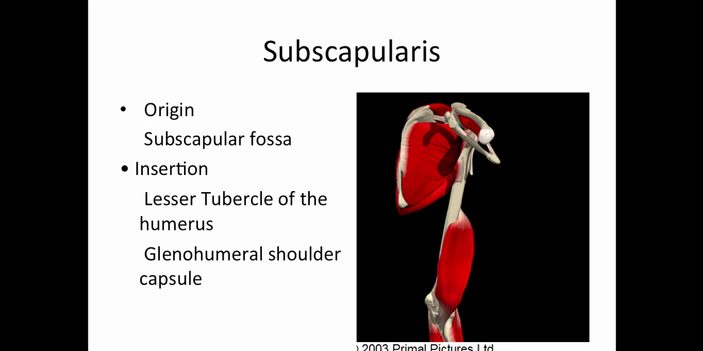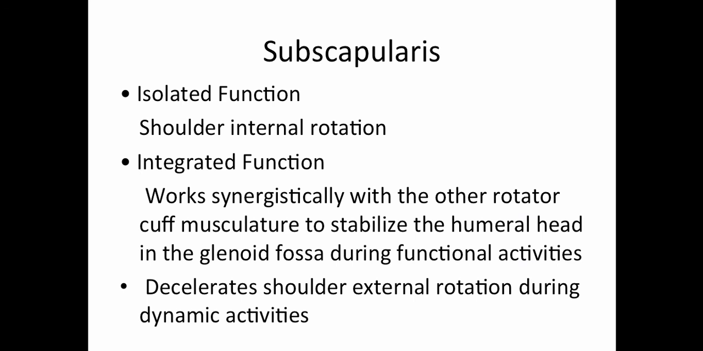The subscapularis originates in the subscapular fossa. It inserts in the lesser tubercle of the humerus and on the glenohumeral shoulder capsule. The isolated function of the subscapularis is shoulder internal rotation. The integrated function is that it works synergistically with the other rotator cuff musculature to stabilize the humeral head in the glenoid fossa during functional activities. The subscapularis decelerates shoulder external rotation during dynamic activities.